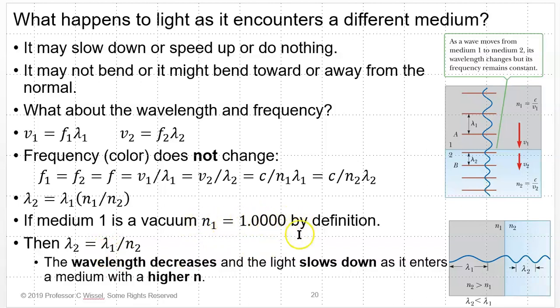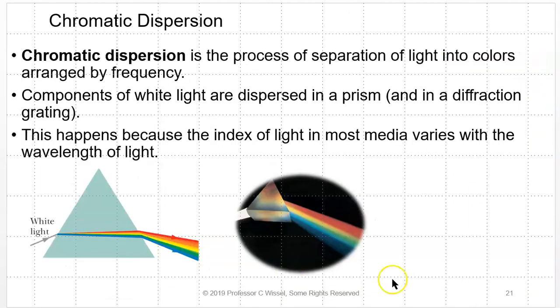Unless we had to be extremely precise. So what happens is the wavelength will decrease and the light will slow down as it enters the medium with a higher N. Nothing is faster than vacuum. So if medium 1 is a vacuum, the light is always going to be running slower in medium 2. Light in a vacuum is as fast as it can go.